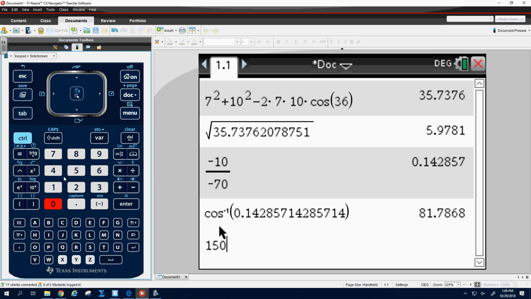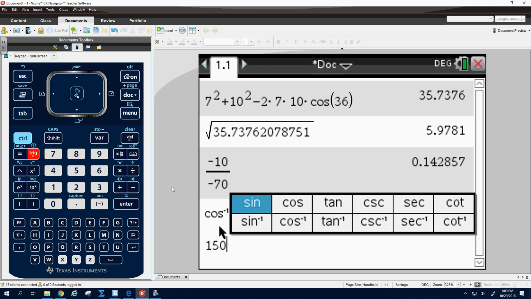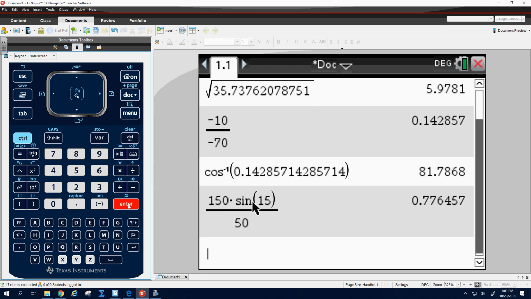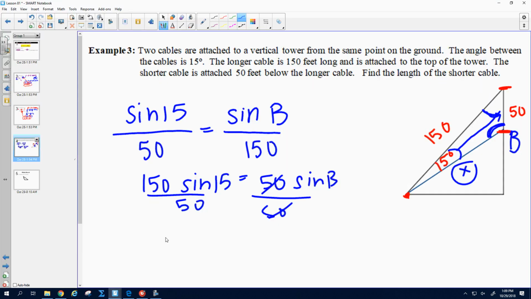150 sine of 15 divided by 50. All right, and that is not the answer. Some people are doing this weird on their test. You're like, I don't know, multiplying by 100 and making it an angle. I think that's kind of weird. Don't do that. All right, you have 0.77 something equals sine B.